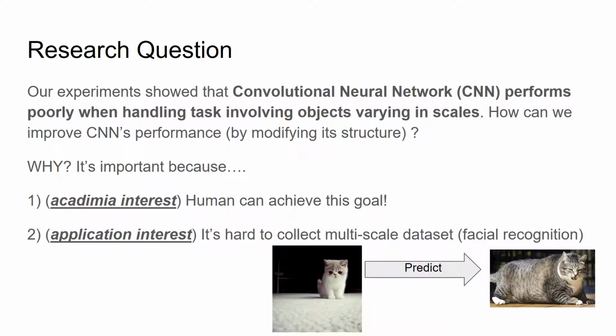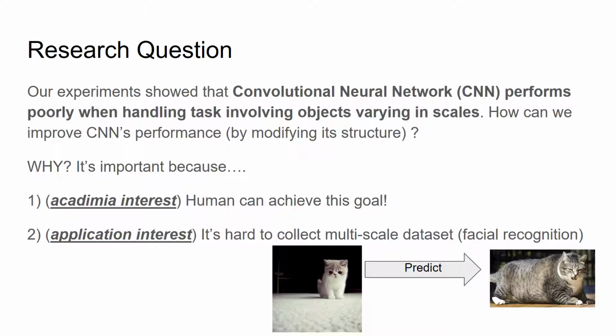The reason why this research is interesting and important is basically twofold. First of all, speaking of academic interest, the human vision system can already achieve this goal easily. However, current AI cannot, so this is very interesting. Second, speaking of application interest, it is sometimes hard to collect a multi-scale dataset, and that creates problems.